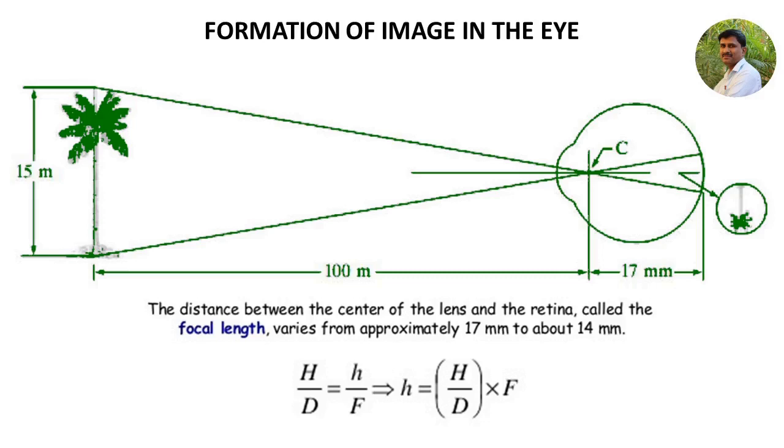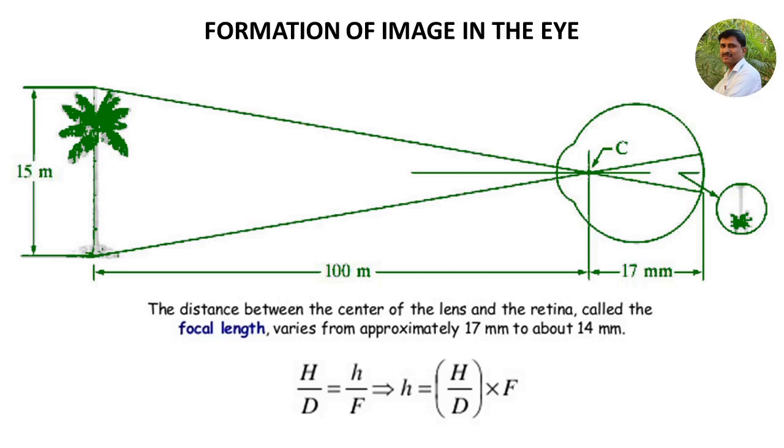Now what will be the height of the retinal image? The distance between the center of the lens and the retina is called the focal length. And in this case, the focal length is 17 mm because the object is more than 3 meters away. The capital H here represents the height of the object, which is 15 meters. Capital D, distance between the object and lens, which is 100 meters. Capital F, distance between lens and fovea, that is focal length, which is 17 mm.